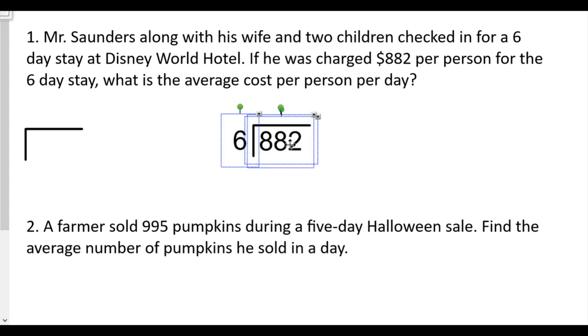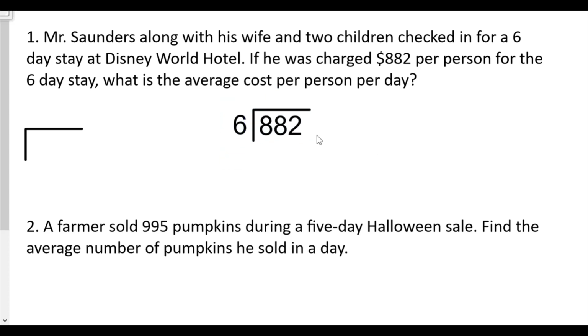So, you know what? I might need to move this up a little bit higher here. There we go. 6 goes into 8 one time, because 1 times 6 is 6. I'm going to subtract that. You kind of see how that works. 8 minus 6 is 2, and I want to bring down the 8. 6 goes into 28 4 times, because 4 times 6 is 24.